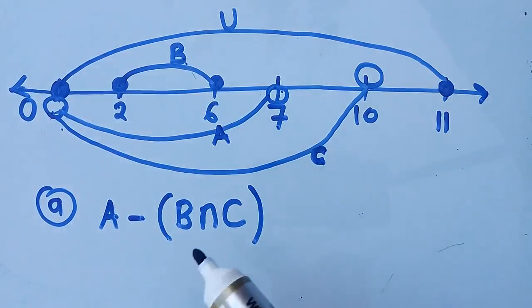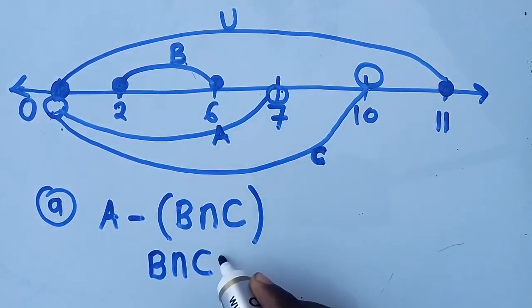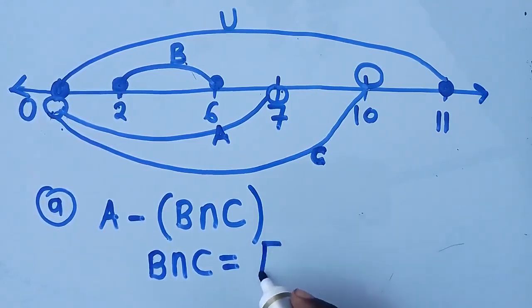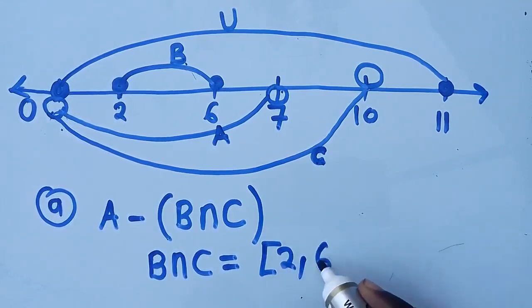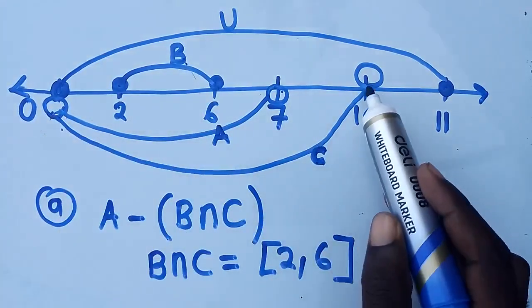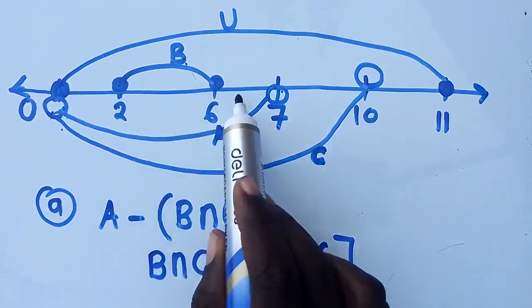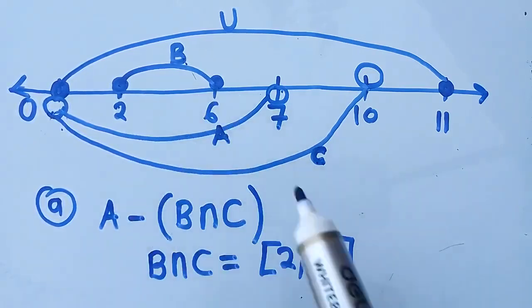So you are going to start with it. You are going to say B intersection C is within which interval? It is on 2 to 6. It is on this interval. These are included. Have you seen? 0 to 10, then 2 to 6. This is where we've got common numbers.